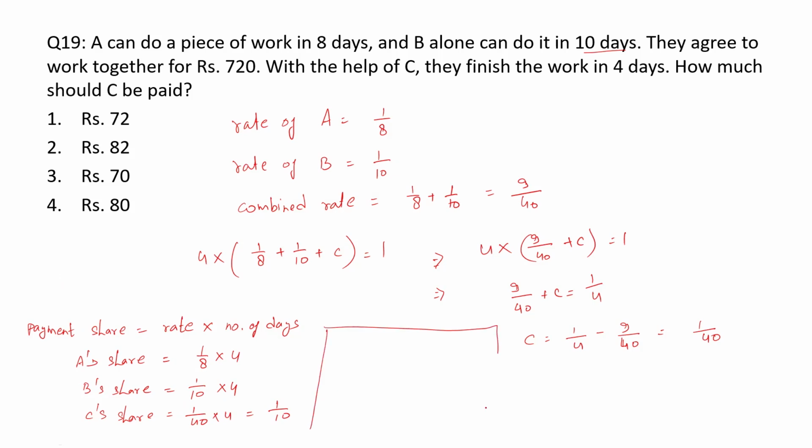So how much money do you have to give to C? 1 upon 10 into total money. That is 72 rupees. So 72 rupees they have to pay to C. So how much A has to be paid? It's 1 upon 8 into 4 into 72. In the same way you have to calculate. So option 1 is correct.